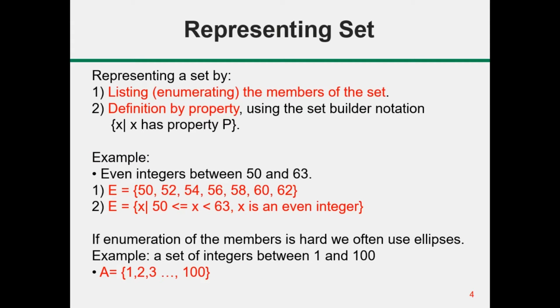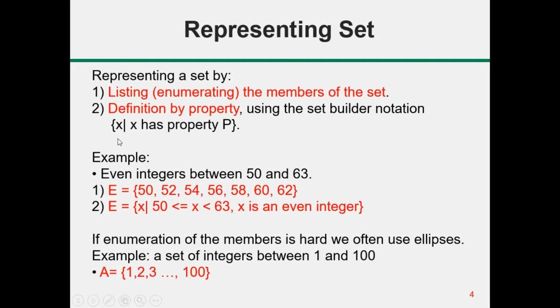Representing a set. A set is represented by listing the members of the set. It is also called enumerating, and definition by property using set builder notation. For example, x such that x has property P. Let us see an example. Even integers between 50 and 63. We can write it by listing the members of the set: E equals 50, 52, 54, 56, 58, 60, and 62.